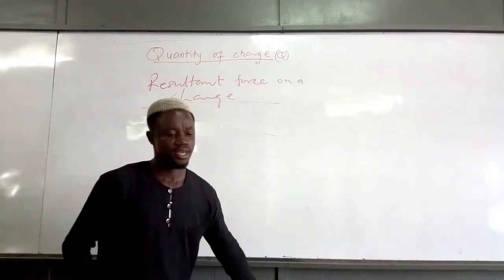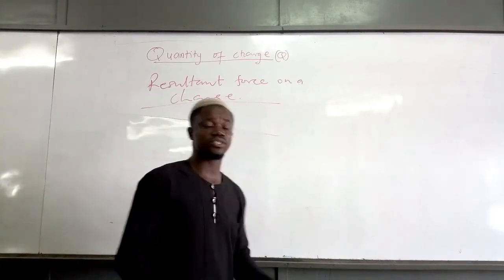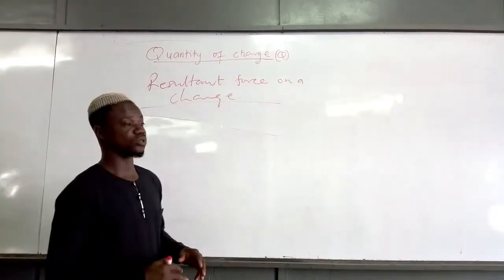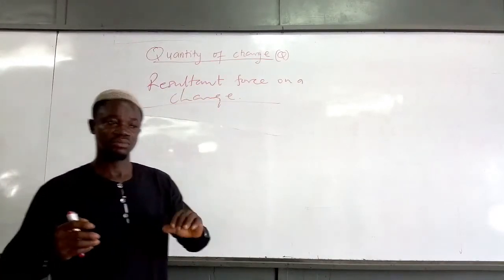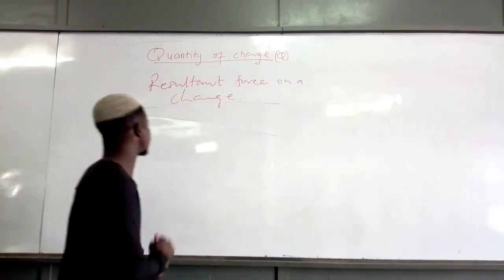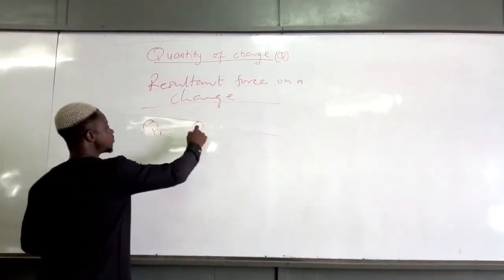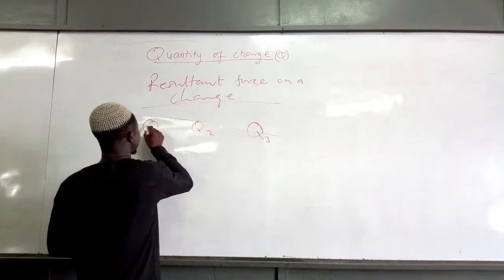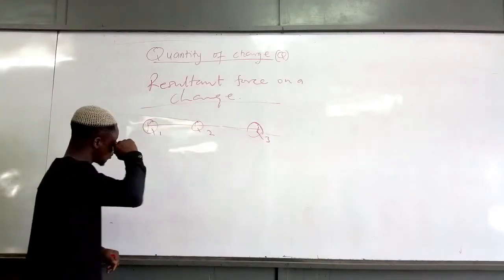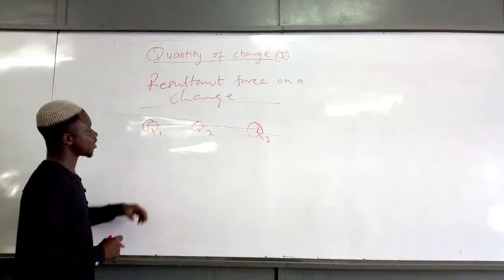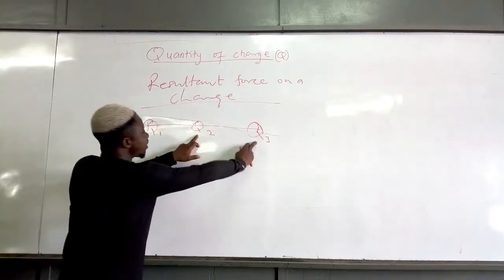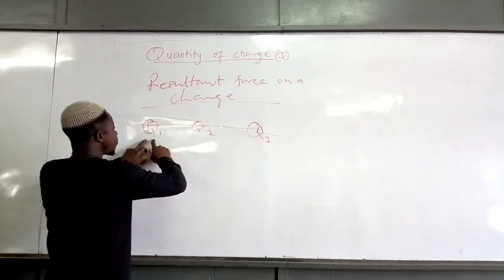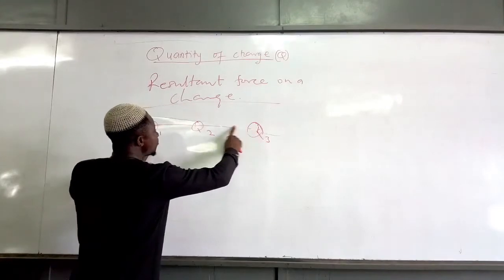So we look at another principle that we call resultant force on a charge. Here we consider charges in a straight line: the resultant force on a charge based on two or more other charges placed in a straight line. For instance, I can have three charges, Q1, Q2, and Q3, arranged in a straight line like this. I can be asked to determine the resultant force due to Q2 and Q3 on Q1, the resultant force due to Q1 and Q3 on Q2, the resultant force due to Q1 and Q2 on Q3. Exactly. I can be asked to do this.